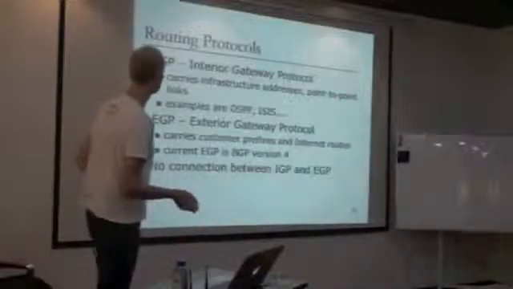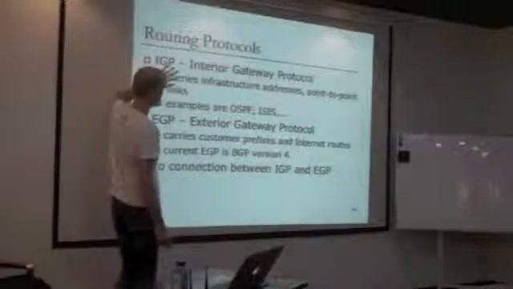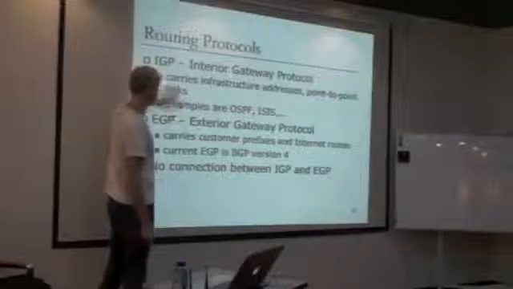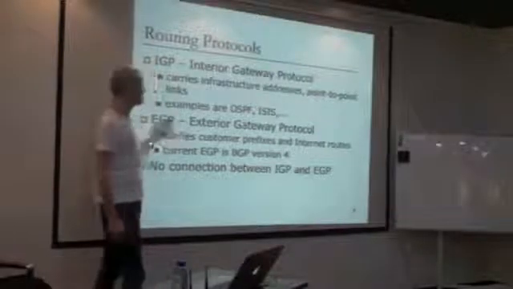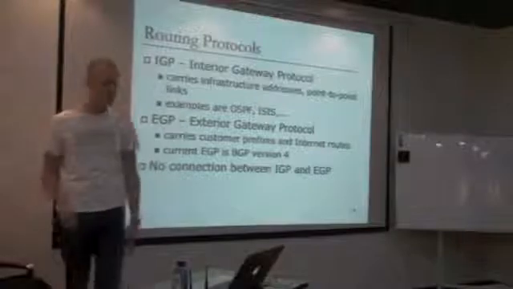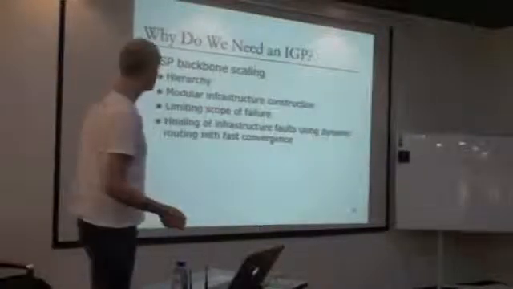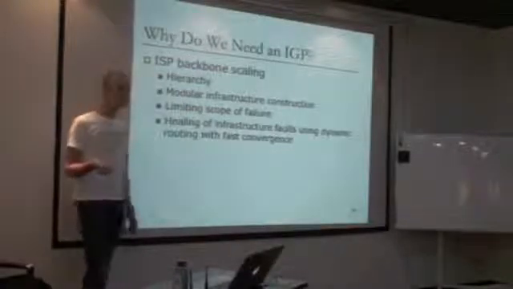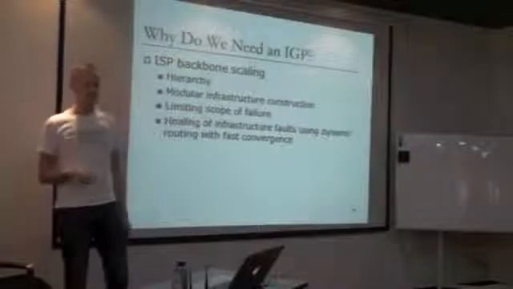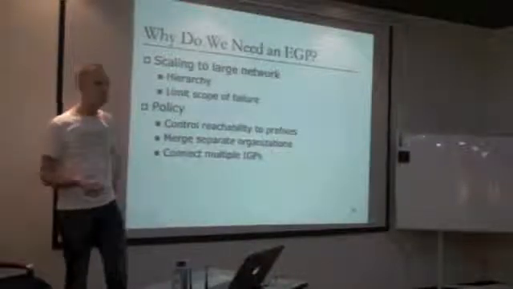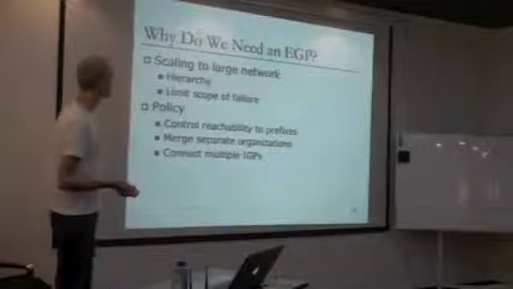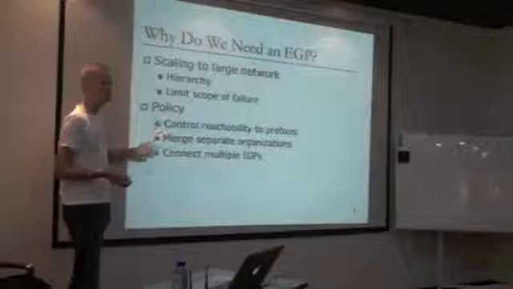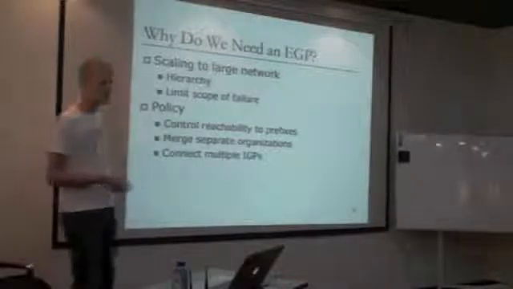For routing protocols, we have IGP, carrying infrastructure addresses and point-to-point links. So we have OSPF and ISIS. For EGP, we've got the exterior gateway protocol, so BGP version 4. We use ISIS to scale the backbone. All the point-to-point links let the routers talk to each other. And we need BGP so that we can scale to the internet and give us policy between different autonomous systems. So that's why we have BGP.